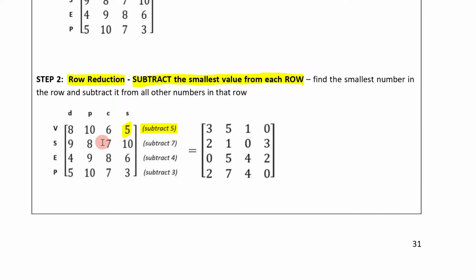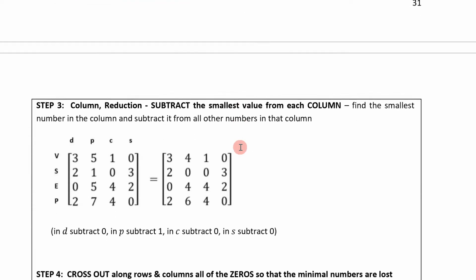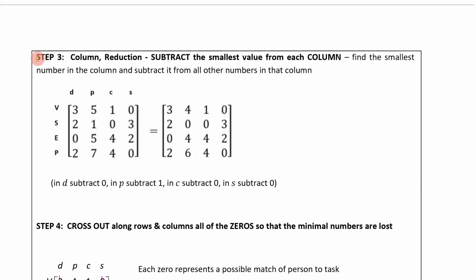We go to our next row, where the smallest number is 7. So now we're going to subtract 7 from every number in this row. 9 minus 7 is 2. 8 minus 7 is 1. 7 minus 7 is 0. 10 minus 7 is 3. And then so on. The next smallest number is 4, so we subtract 4 from every number in this row. Then this is 3, so we subtract 3 from every number in this row. And we end up with a new matrix here. That now takes us to step 3. Step 3 is column reduction, when you subtract the smallest value from each column.